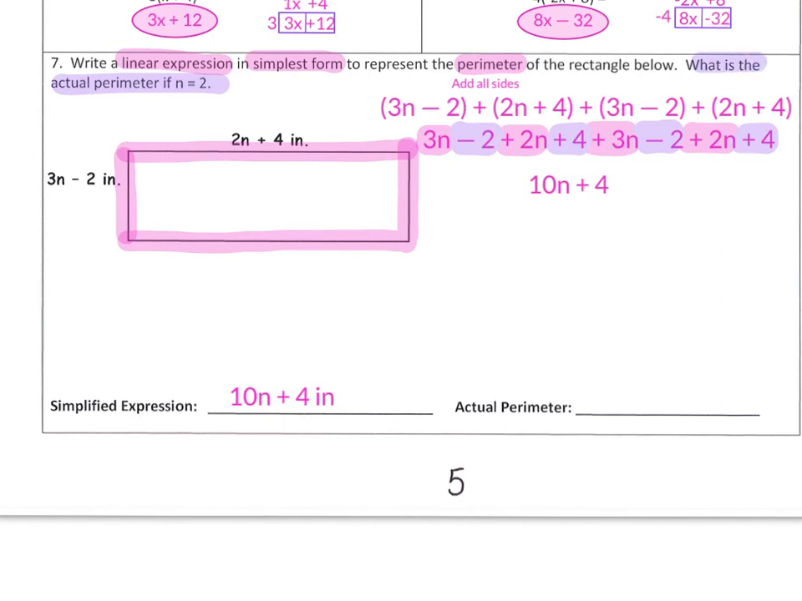So now that I have a simplified version, the 10n plus 4, I can go ahead and sub in the 2 in place of n. So in purple, I wrote that underneath, the 10 times 2 plus 4. And then we can put that in our calculator, 10 times 2 plus 4, or you could do order of operations, 10 times 2 to get 20, and then add the 4. Either way, you'll get the actual perimeter of 24 inches. Again, using that label because they have it in the picture for us.